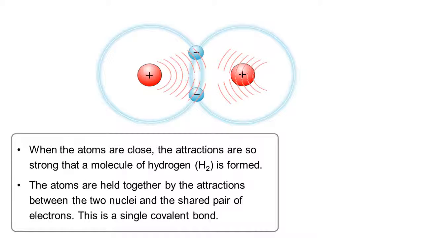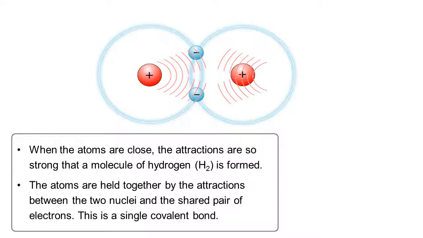Are they happy? Well, they've only got one shell. How many electrons go in the first shell? 2. So are they happy? Yes. They're sharing electrons, and this is the whole point of covalent bonding. They share electrons. One of them says, here, you can use this one if you like, and the other one says, you can use this one if you like, and therefore they're both happy because they've both got 2 electrons. And that is the whole basis of covalent bonding.